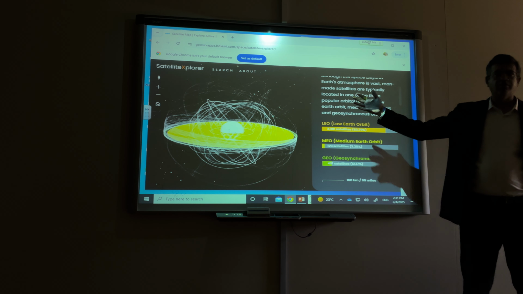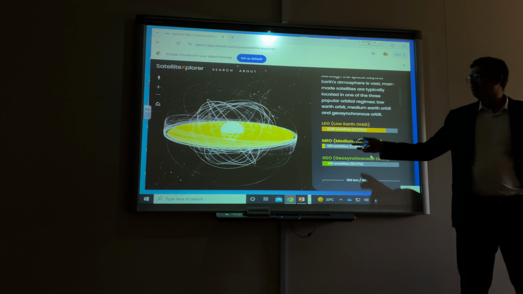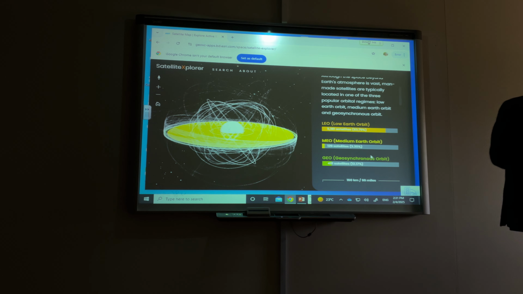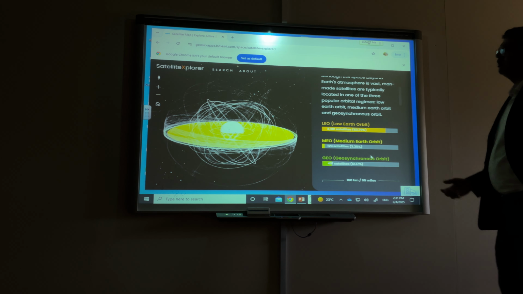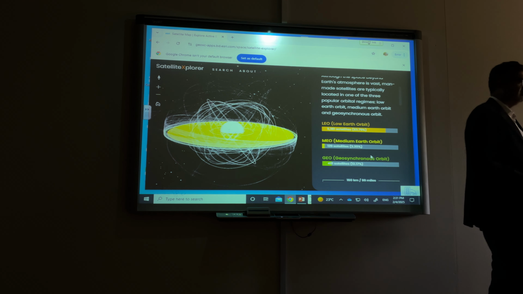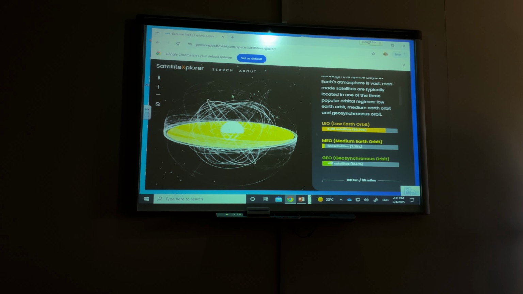So low Earth orbit is the most densely populated, with the most satellites, and medium Earth orbit has the lowest number of satellites. The reason for that is because it contains only the navigation satellites. Any other information you want, if you click on the orbit, it will also give you information about which kind of satellite is in that particular orbit.